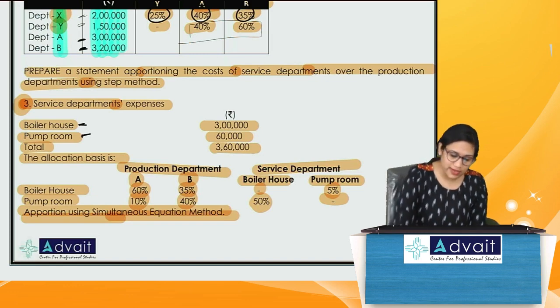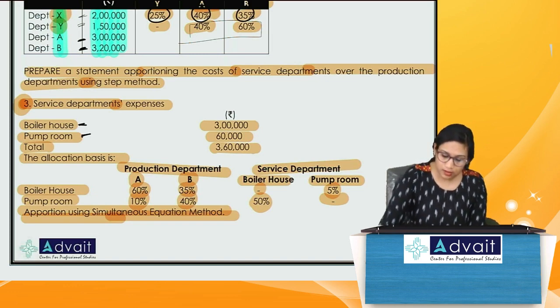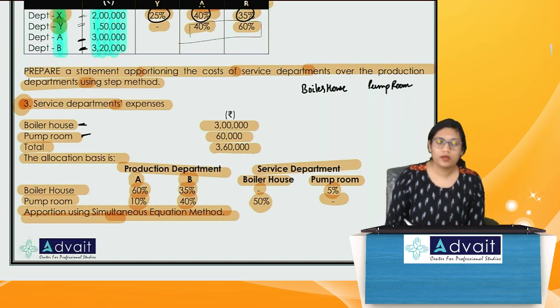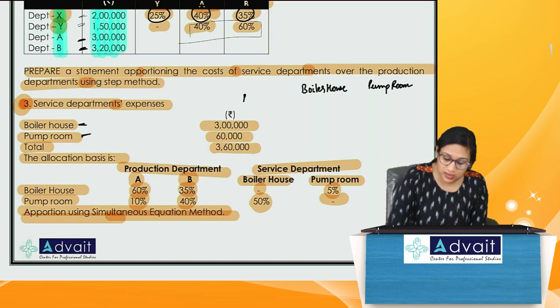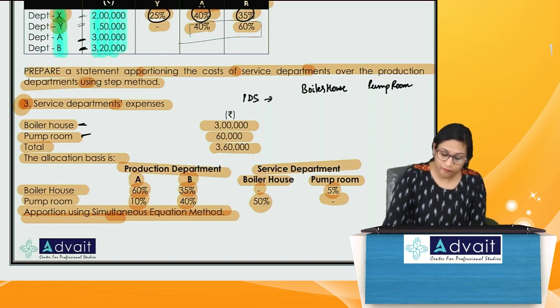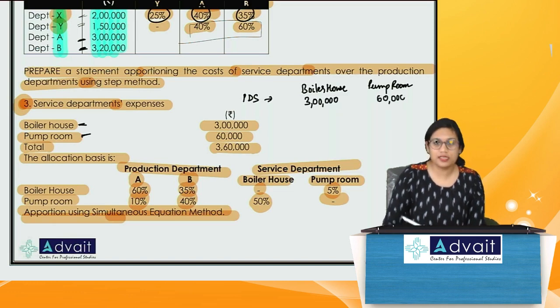Okay, so let's take an example here only. Boiler house, pump room. Correct? Boiler house, pump room. Now, as per the primary distribution summary, they have told that in boiler house the expenses are 3 lakh. Pump room, the expenses are 60,000.